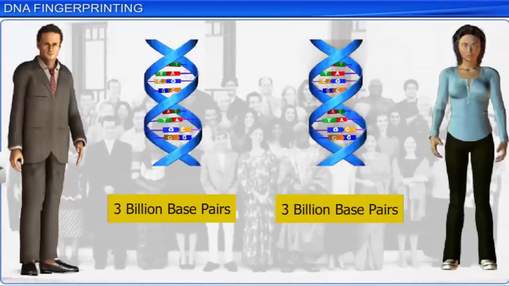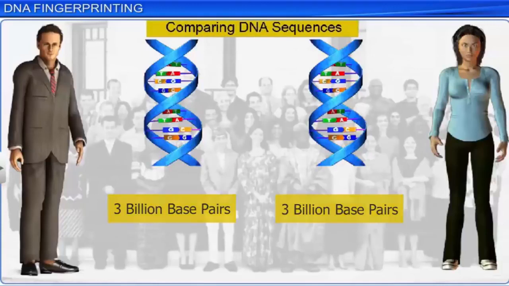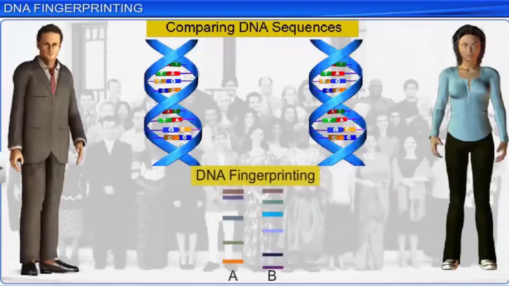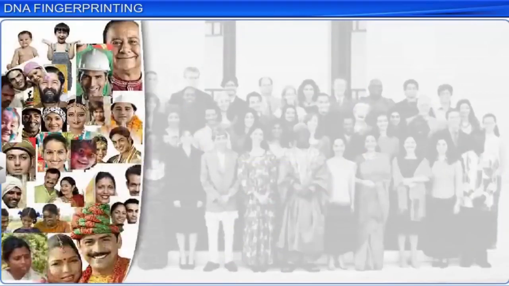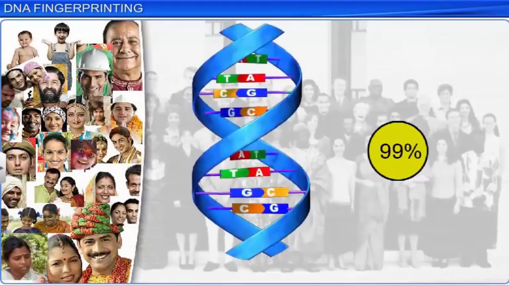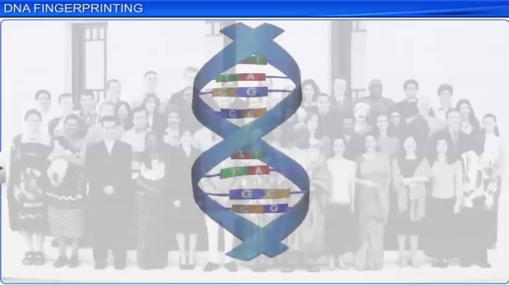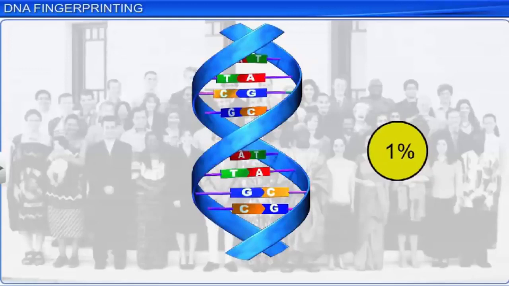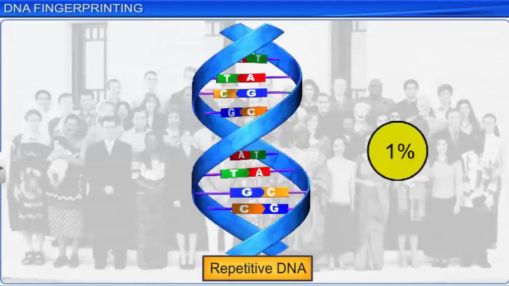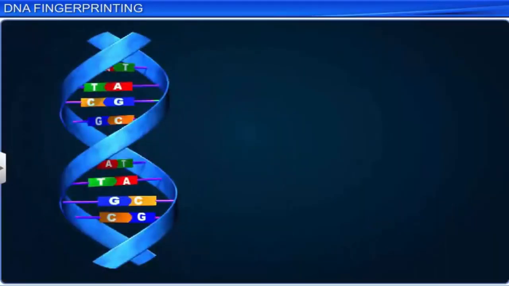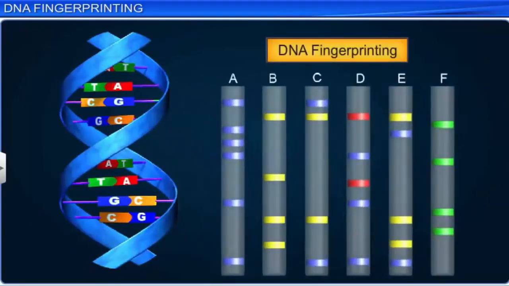An easier and quicker solution to comparing DNA sequences is DNA fingerprinting, which is a test to classify and analyze DNA or the genetic information. In human beings, 99% of DNA base sequences are identical and are known as the bulk genomic DNA. The remaining 1% DNA base sequences differ and are present as a small stretch of repeated sequences known as repetitive DNA. DNA fingerprinting identifies the differences in this region.